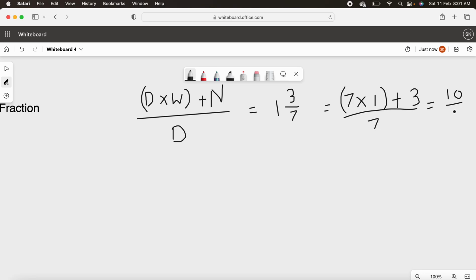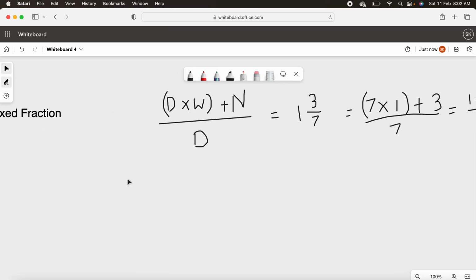by 7. I'll again repeat. 7 times 1 is 7, plus 3 is 10. 10 by 7. That is the improper fraction of the mixed fraction. Okay. Now let's look at the other number. 1 6 by 7, right?